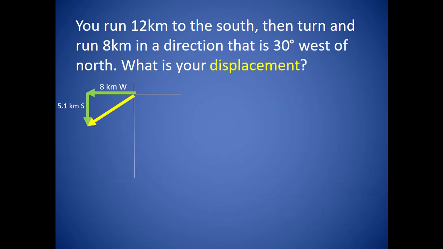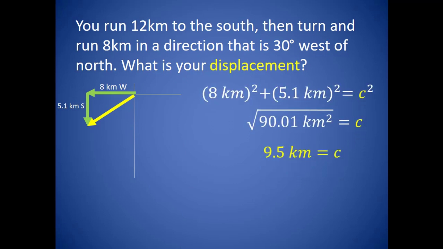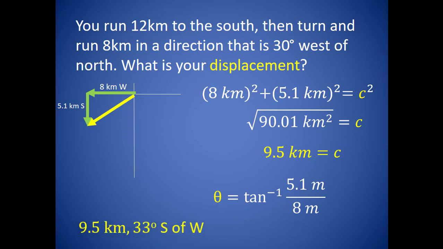Now we can go about solving for the resultant. Isn't this fun? According to the Pythagorean, the magnitude of our displacement is going to be 9.5 kilometers. So we have our x component of 8 kilometers to the west, and we have our y component of 5.1 kilometers to the south. And according to tangent, this happens at an angle of 33 degrees. So our overall displacement is 9.5 kilometers in a direction 33 degrees south of west.